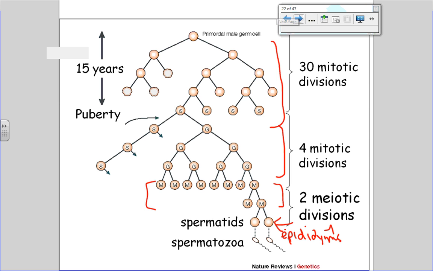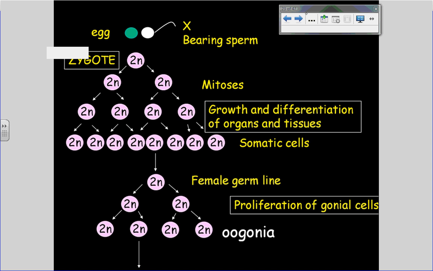So for every one that starts undergoing meiosis, we end up with 1, 2, 3, 4 spermatids in the second division. So for every one that starts, we end up with 4 working sperm. Now that's provided there's no issue with environmental factors or other things that can cause damage to those sperm or damage to the testes.